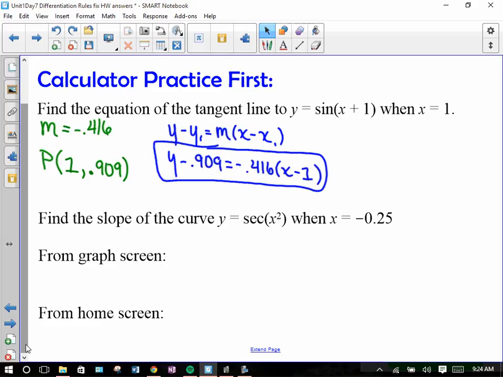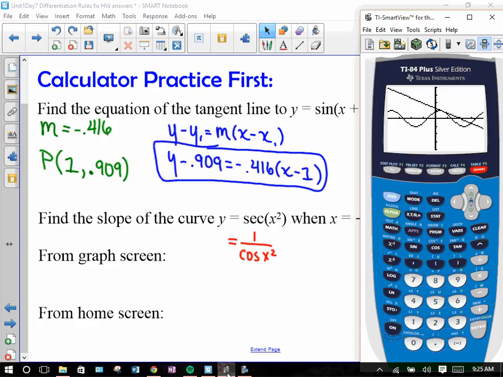To do this, the first thing we have to remember is that secant is equal to 1 over cosine. So it's 1 over cosine x squared. To put this into our calculator, we need to go 1 divided by cosine x squared. Graph. So that's easy.